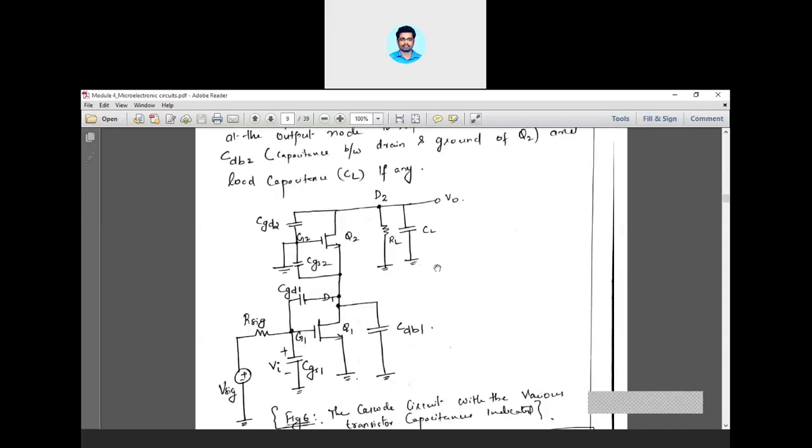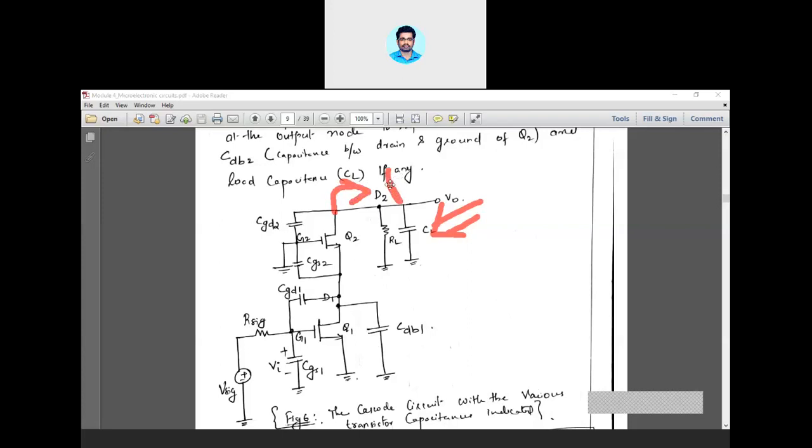Now when you look into CL, what can you find? You don't consider RL, because RL is a physical resistance that is acting as a load. So don't consider this RL while performing the analysis of frequency response, because RL has no role in determining the frequency response. So when you look into this, the resistance that you can find is nothing but Rout.